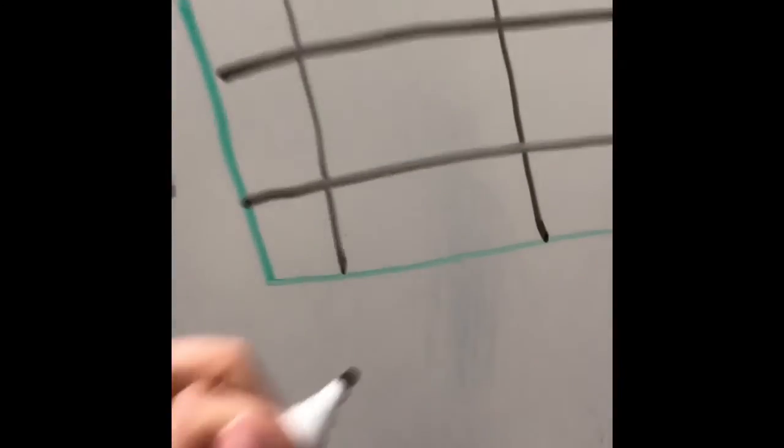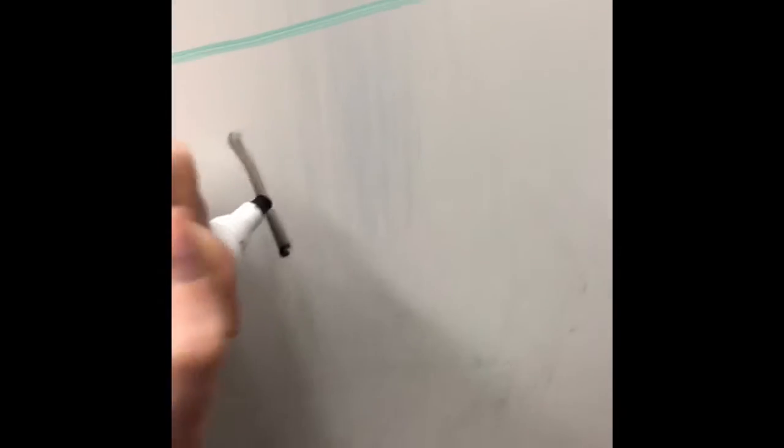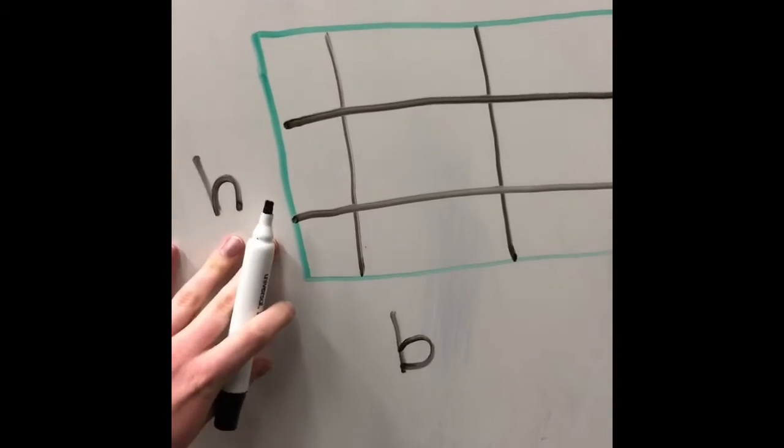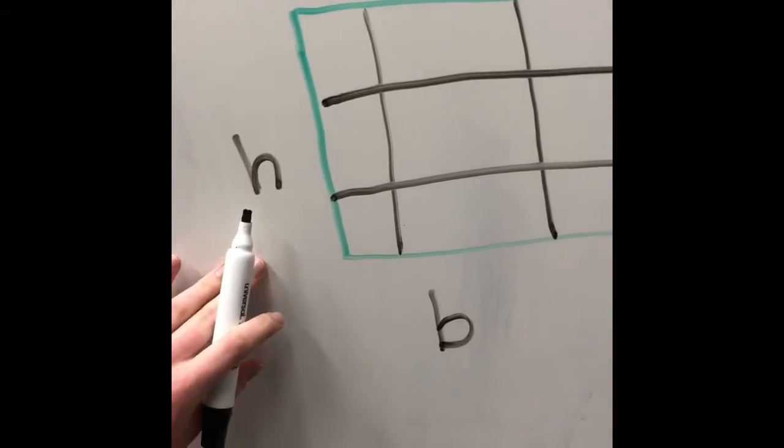So as you can see here, we have H amount of rows and B representing this. So what we are going to go ahead and do now is just multiply the H by the B, the height by the base.